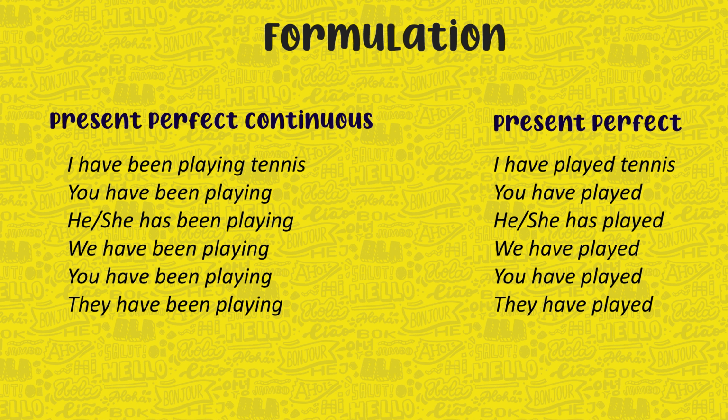So there we have the formulation for structuring sentences. In this case we have affirmative sentences. For the present perfect continuous we follow this structure: subject plus have or has plus been plus the verb in the ing form. For the present perfect we use the subject plus have or has plus the verb in past participle. Depending on the subject, we use the most appropriate auxiliary. I, you, we, they, we use have.